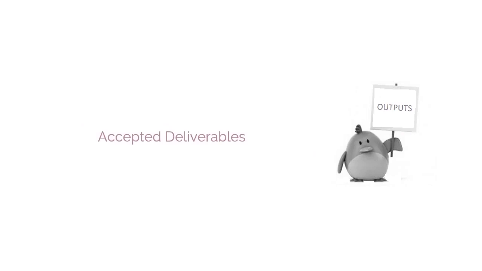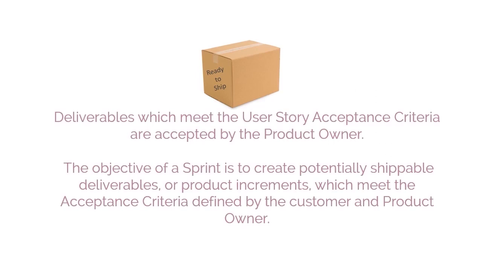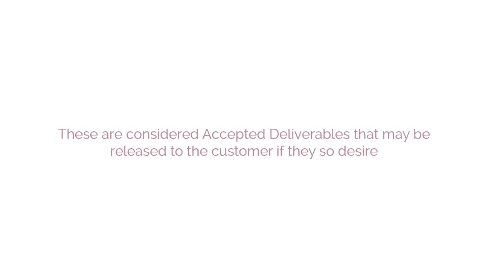Accepted deliverables is the most important output generated as part of the Demonstrate and Validate Sprint process. Deliverables which meet the user story acceptance criteria are accepted by the product owner. The objective of a sprint is to create potentially shippable deliverables, or product increments, which meet the acceptance criteria defined by the customer and product owner. These are considered accepted deliverables that may be released to the customer if they so desire.